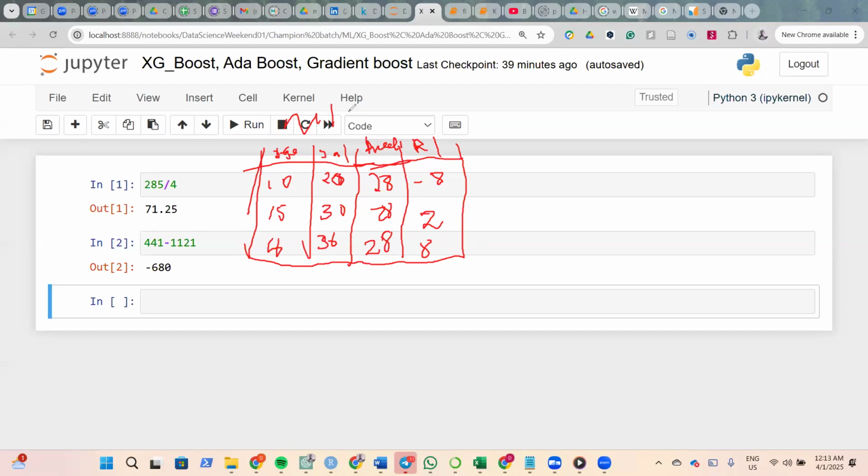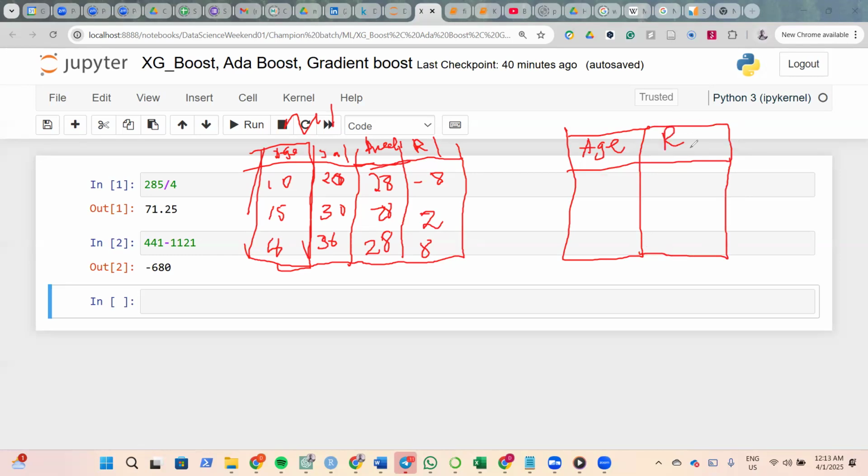And so this is what M1 will do. M1 will now take this age and this R1. That means we are now going to have age and R1, residual 1, being sent to M2. So this is now M2. Sent to M2. So you have 10, negative 8. You have 15, 2. And then you have 16, 8. Sorry, this is 16, not 8.